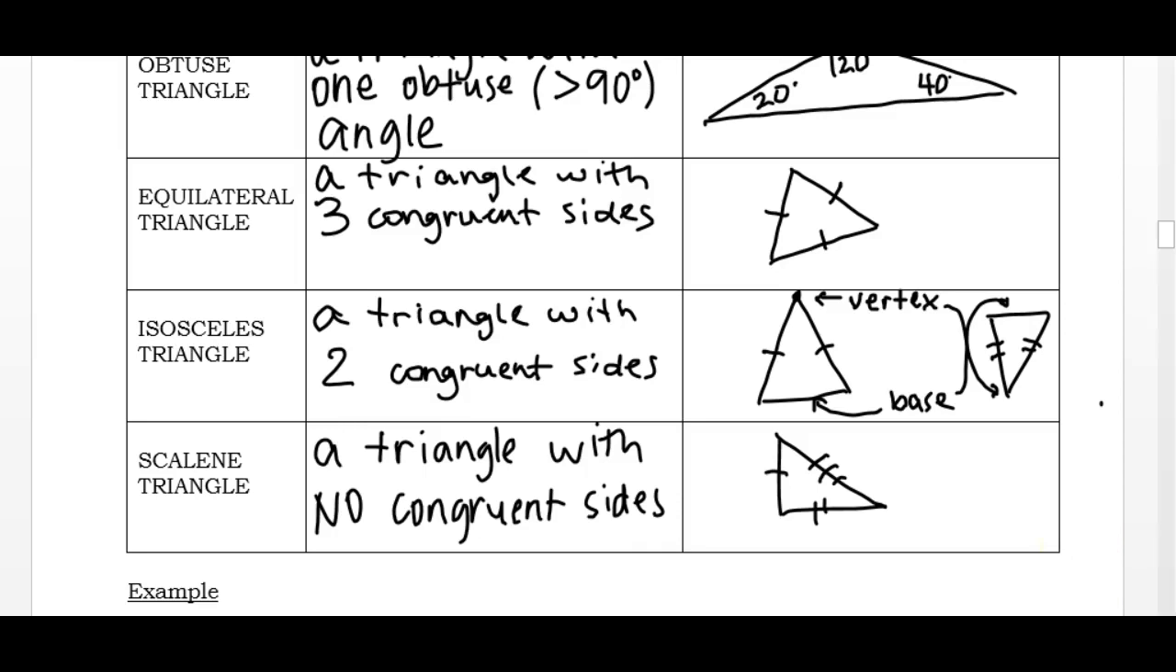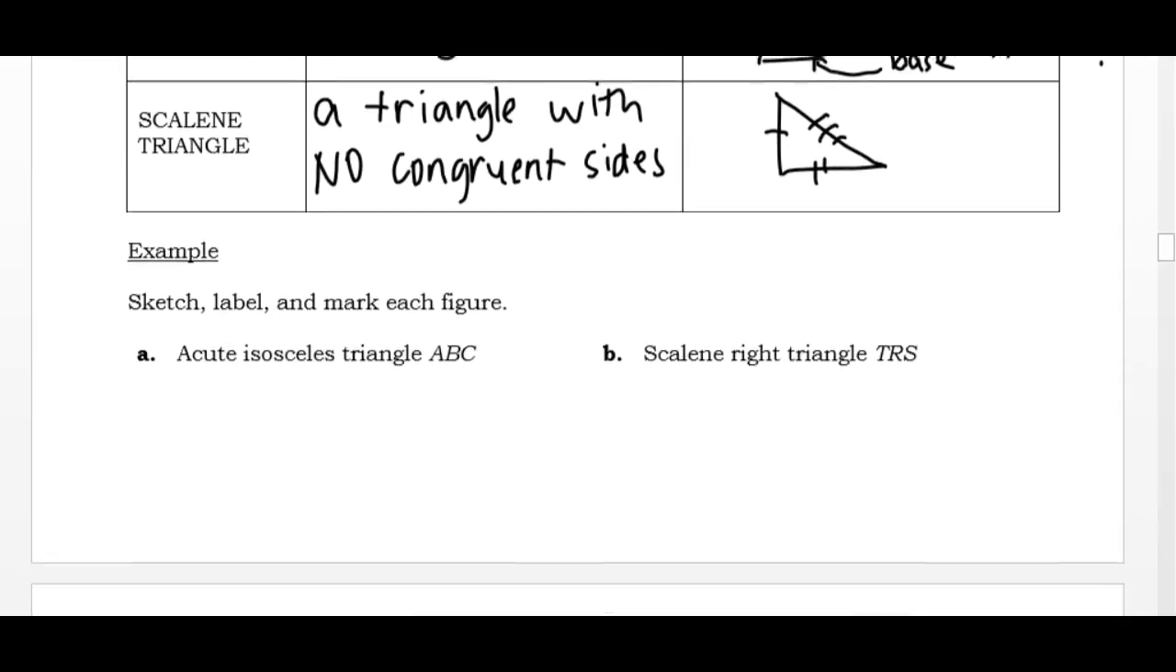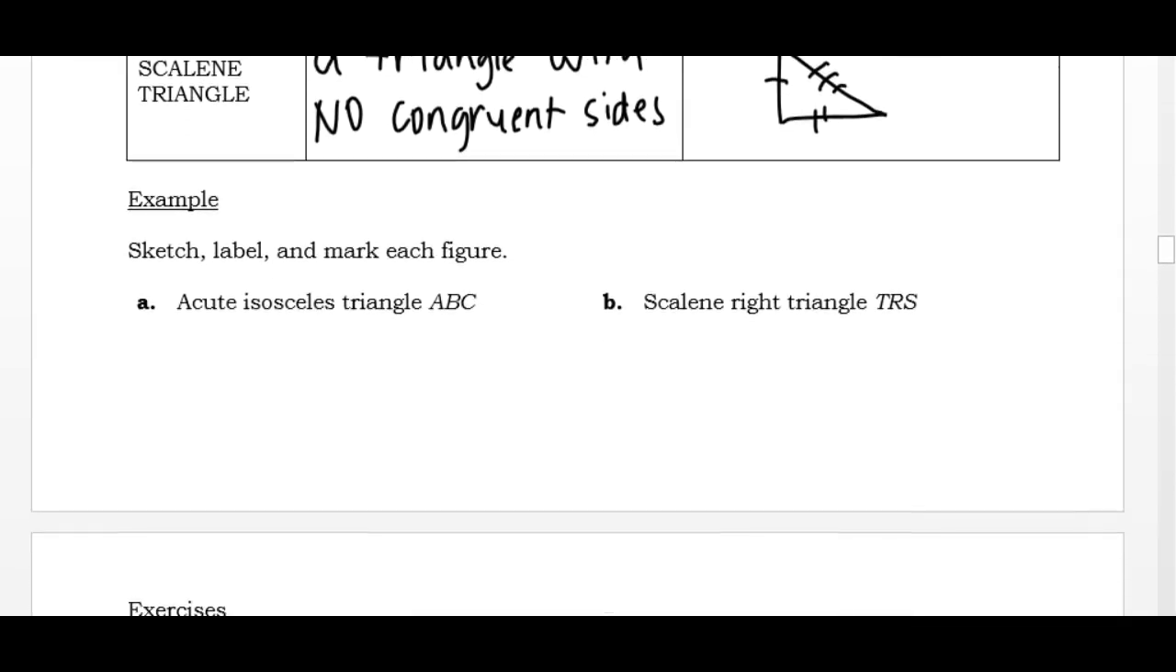Okay, we have some examples down below that are just going to have us sketch, label, and mark the figure appropriately. So the first one says acute isosceles triangle ABC. So I'm going to draw a triangle where all of my angles are smaller than 90 degrees. I'm going to mark it so that it is isosceles and label it so that I see the letters A, B, C. And that's it, just making sure we have the marks from the examples or from the vocabulary.